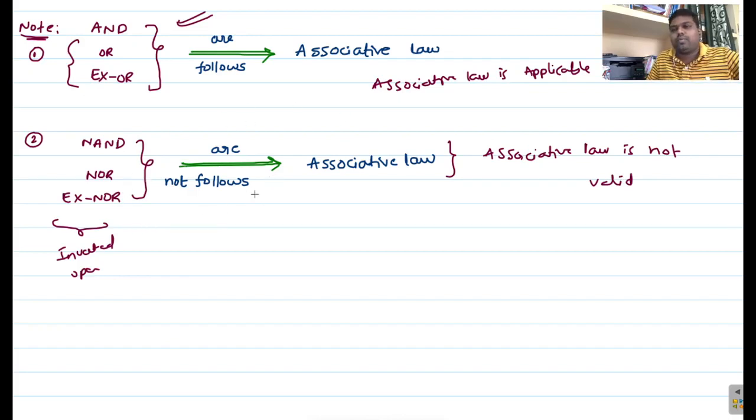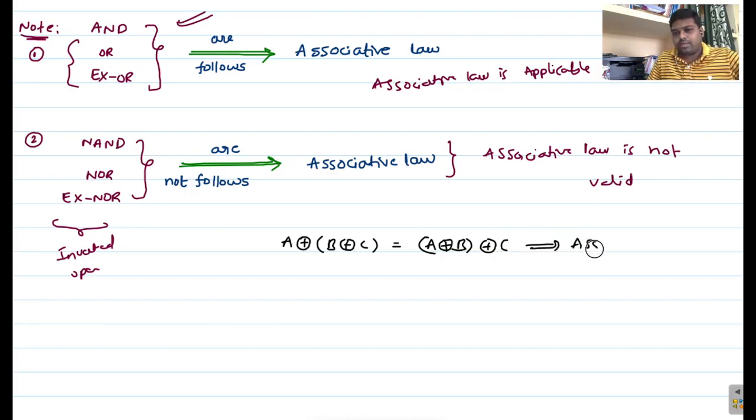From these 2 points we can conclude that, for example, if we are taking A XOR B XOR C equals A XOR B XOR C, this follows the associative law. Why? Because here we are using the XOR operation, and the XOR operation follows the associative law, so this expression is possible. This is valid, right?